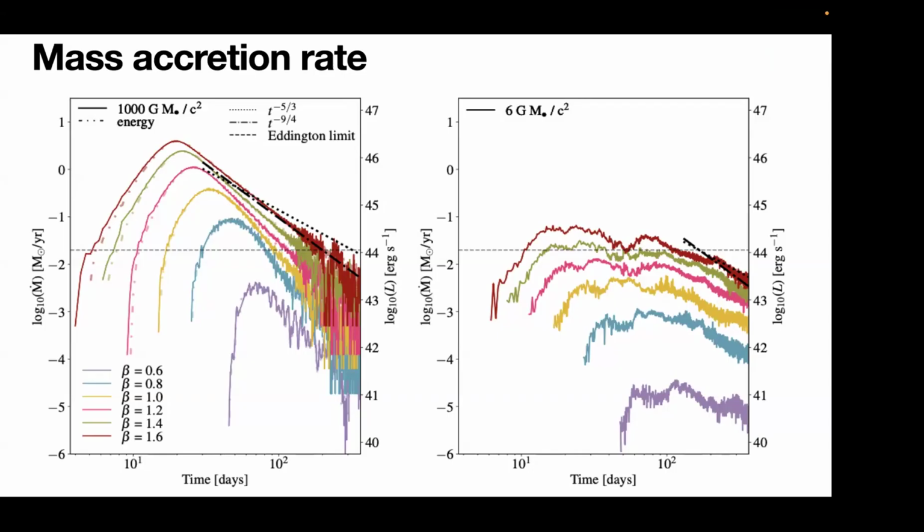Yeah, there would be more, as you can see in the simulation. So beta 1.6 is a stronger disruption event. So you see more material because there is just more material there to begin with. So there are more outflows as well.